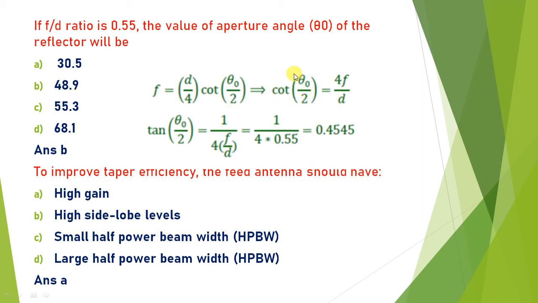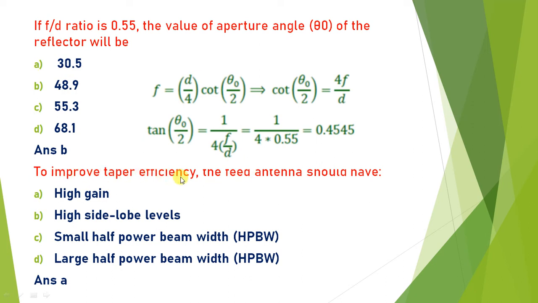So cot theta 0 by 2 is equal to 1 upon tan theta 0 by 2. So you calculate tan theta 0 by 2, that is equal to this value. So what is theta 0 by 2? That is equal to tan inverse of this value. You will get around 24. And what is theta 0? That is equal to 2 multiplied by that angle. So the answer is 48.9. So the answer is B.